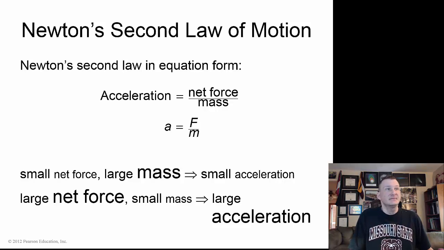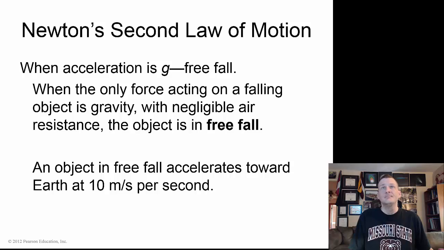It can also be rewritten as acceleration equaling the net force divided by mass. If you have a small force and a large mass, you have a small acceleration. If you have a large force and a small mass, you have a large acceleration. Now, in these equations, we talk about the letter small g, which is the acceleration due to gravity, 9.8 meters per second squared, or we can round it off to 10 meters per second squared.